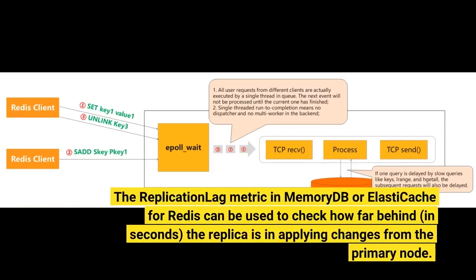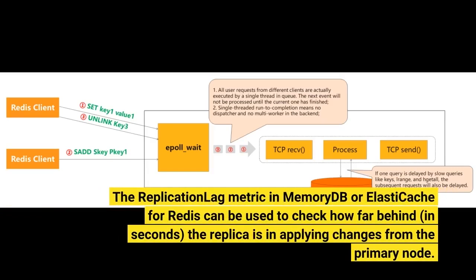The replication lag metric in MemoryDB or ElastiCache for Redis can be used to check how far behind, in seconds, the replica is in applying changes from the primary node.